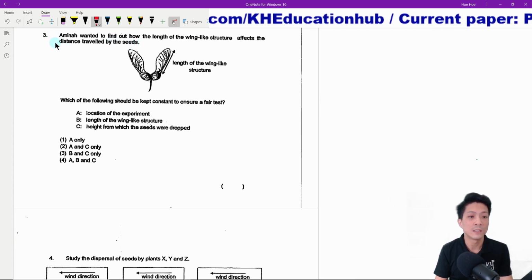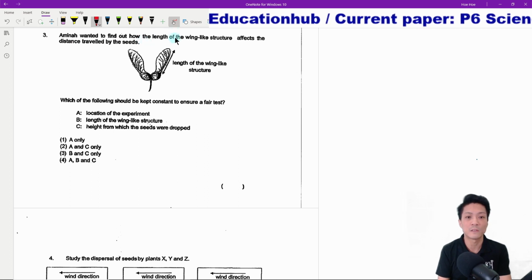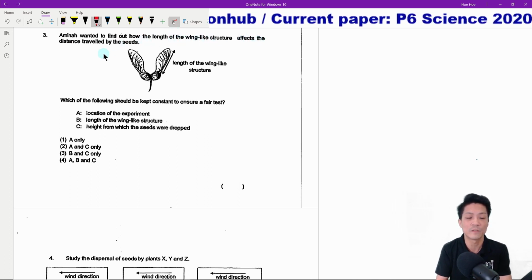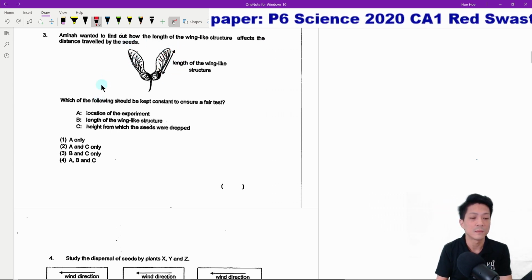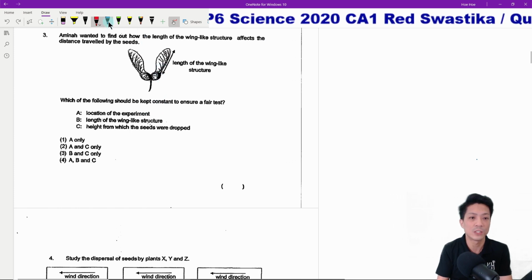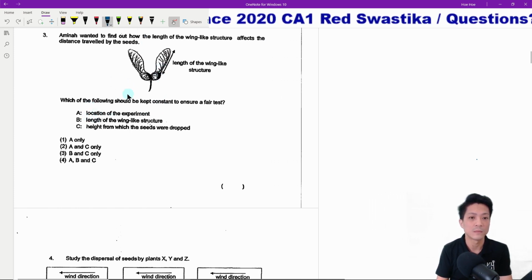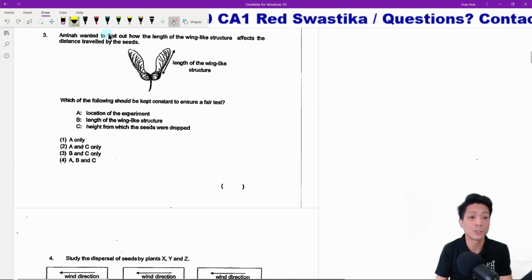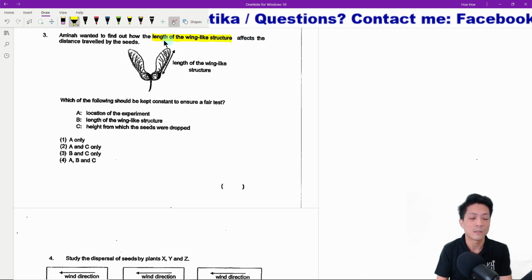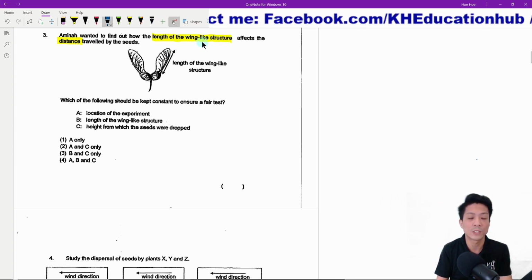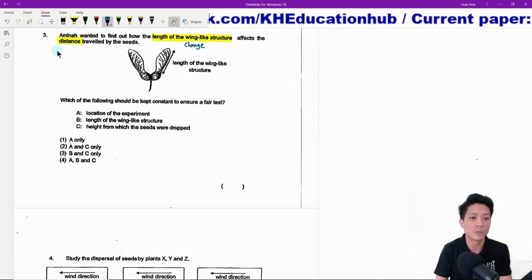Question number 3. Amina wanted to find out how the length of the wing-like structure affects the distance traveled by the seeds. So the length of the wing-like structure over here. Okay, which of the following should be kept constant to ensure a fair test? Since she wants to find out how the length of the wing-like structure affects the distance traveled by the seeds, the length of the wing-like structure will be the changed variable. Okay, and this will be the measured variable.